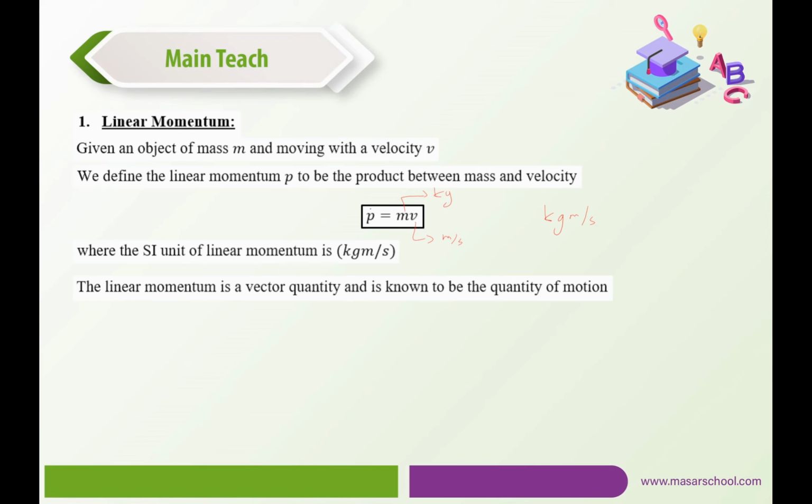Why is the linear momentum a vector quantity? Because the velocity is a vector quantity and the mass is a scalar quantity. So a scalar multiplied by a vector gives us a vector, which means that the linear momentum has a magnitude and a direction.